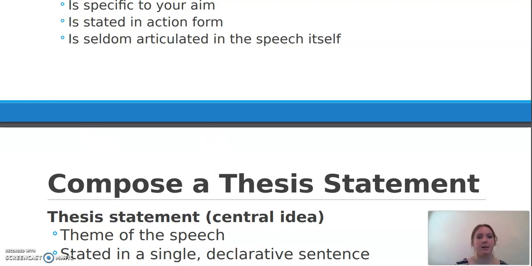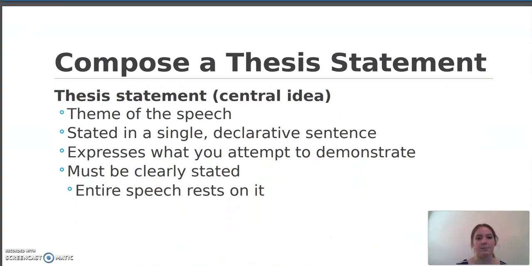A thesis statement is a little bit different than the purpose statement. Your thesis statement is a central idea, so this is the theme of the speech. Although it's like the purpose of your speech, this is going to be a little bit different because your thesis is kind of rooted in the three main things that you're going to be talking about in your speech. Now, unlike an English paper, it is one declarative sentence that does not include your three main points. If anything, it only talks about the general idea of your three main points.